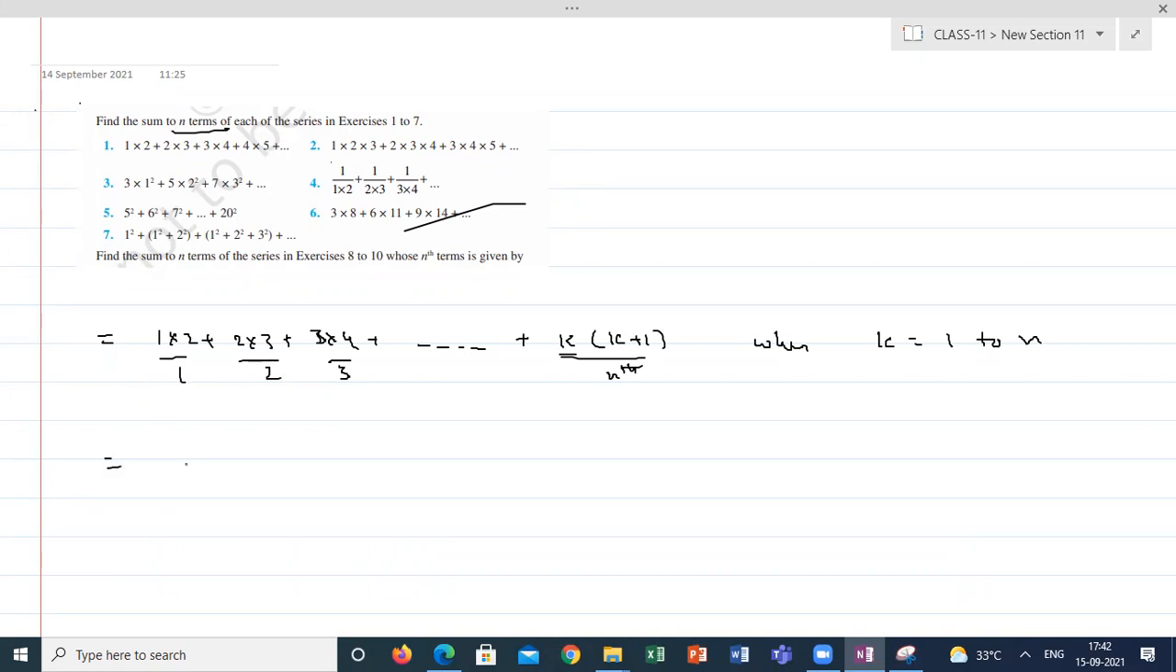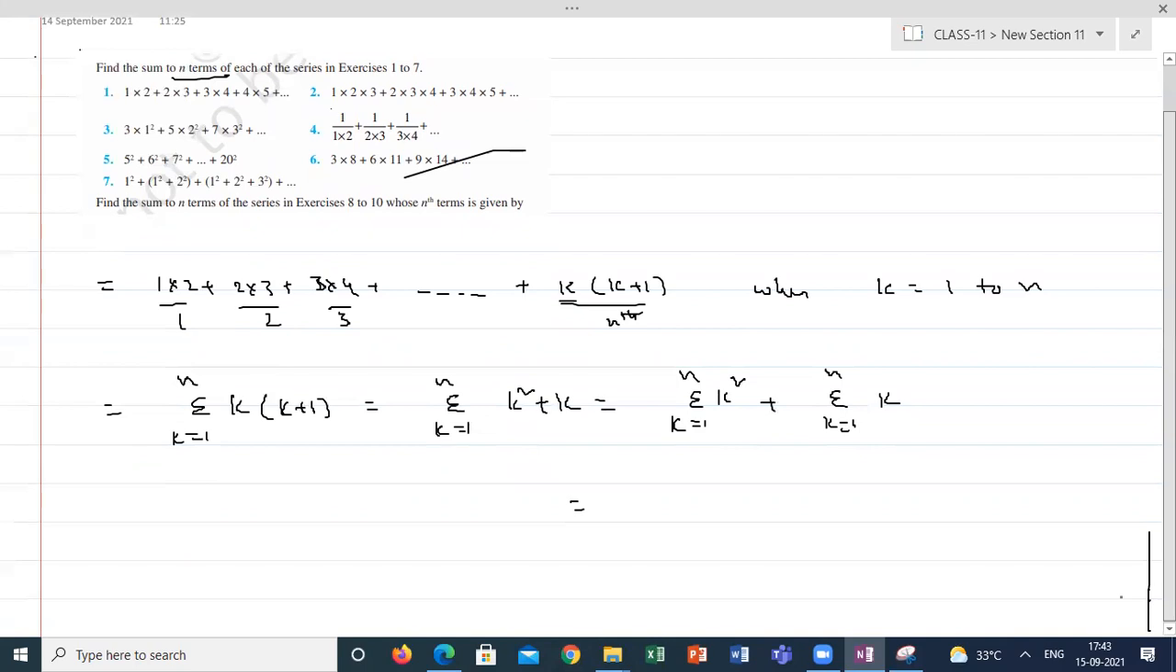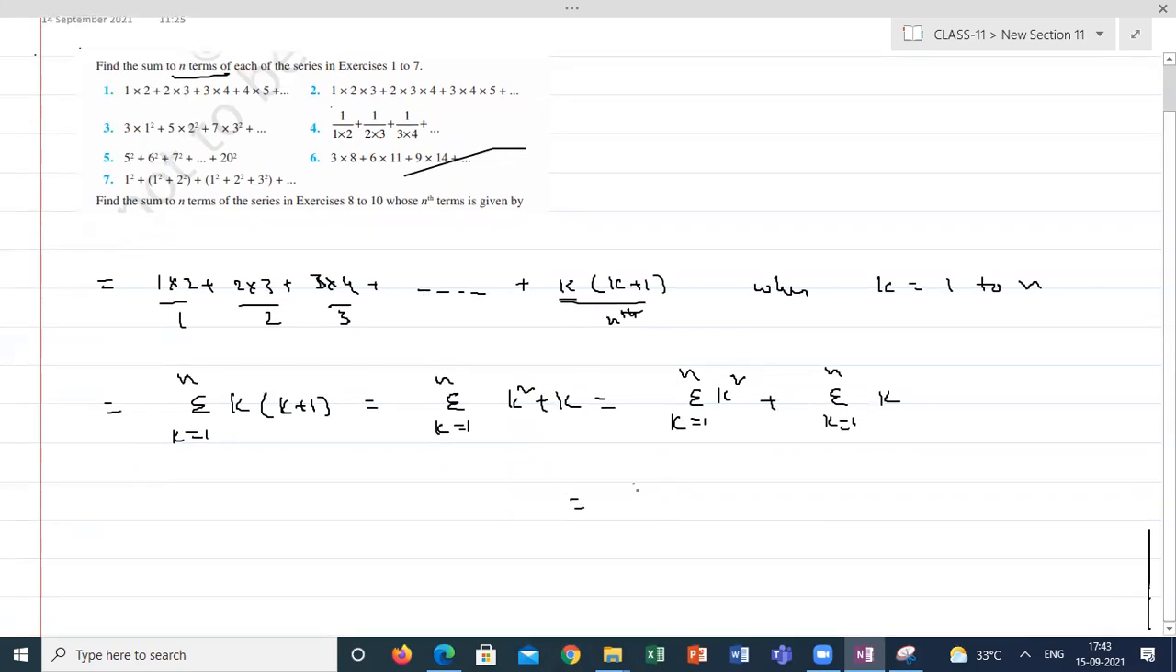So this can be written as sigma k into k plus 1, where k is equal to 1 to n, because n terms. This is sigma k is equal to 1 to n, k square plus k. So this is equal to sigma k square, where k is equal to 1 to n, plus sigma k, k is equal to 1 to n. Sum of the n square terms is how much, students? Sum of the n square terms is n into n plus 1 into 2n plus 1 by 6. Sum of the n terms is n into n plus 1 by 2.